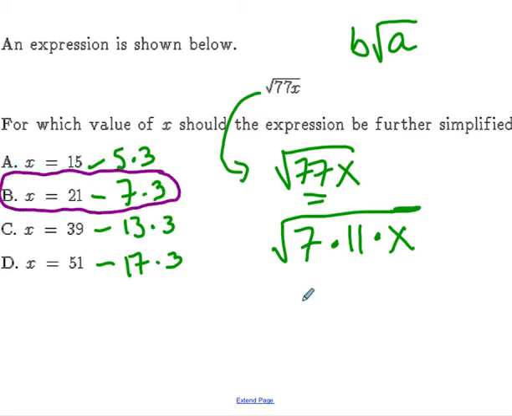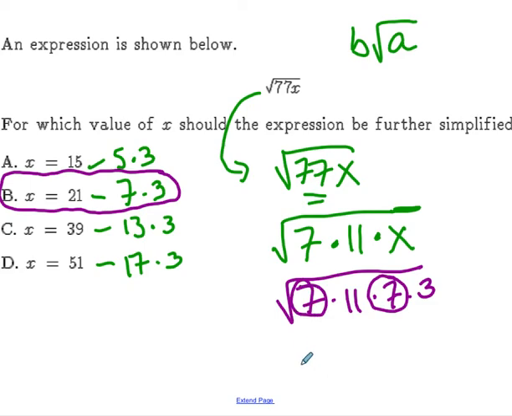So we could plug in 21, and our answer could then be simplified to, let's see, we would have the square root of 7 times 11 times 7 times 3. We have a pair of 7s that we would take out, and we would have 11 times 3, which is 33 inside the radical.